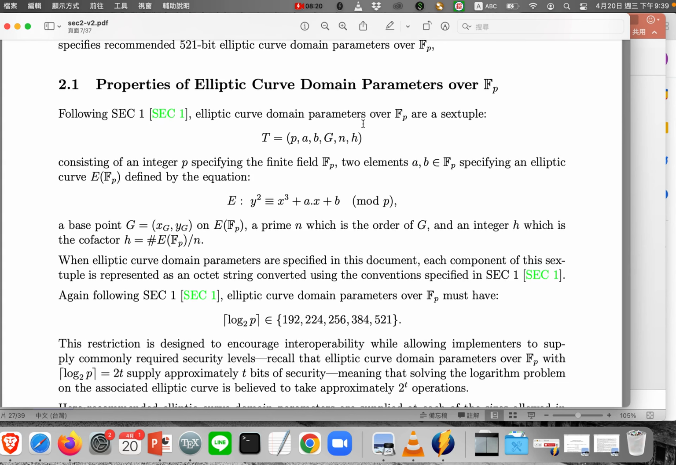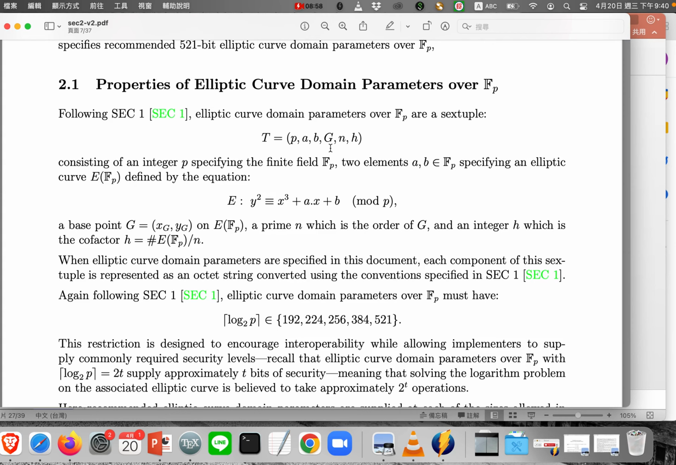Let's take the elliptic curves over a prime field, for example. We need 6 variables to describe this elliptic curve. The equation is y squared is congruent to x cubed plus ax plus b mod p. So first we have to describe this finite field Fp, and then 2 parameters a and b. They are in Fp. They describe the curve. And also we need a starting point G.